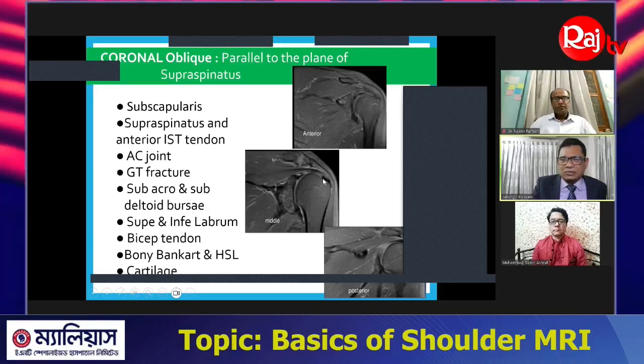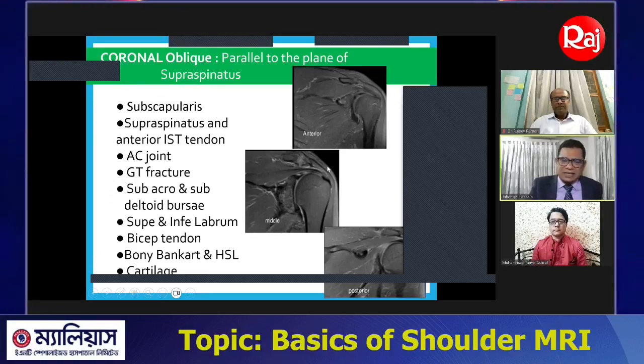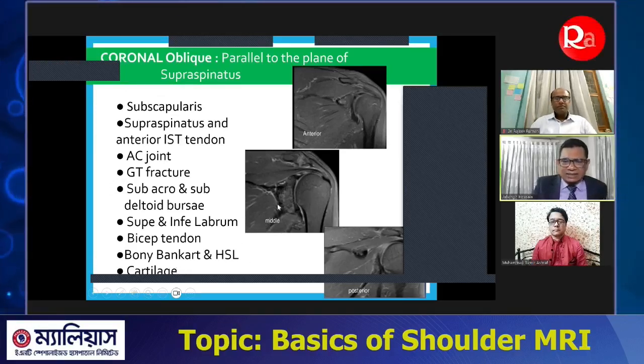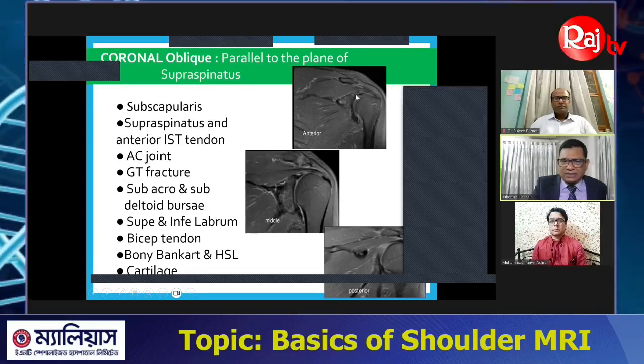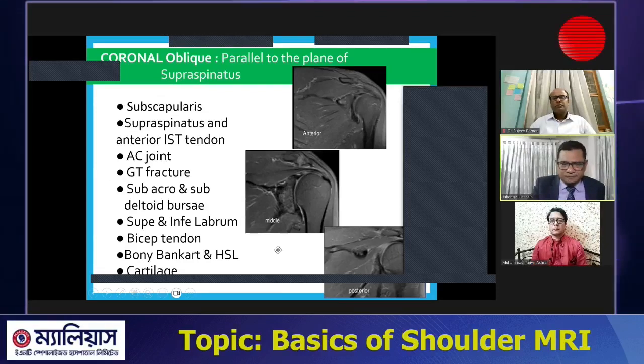And when there is a Hill-Sachs lesion, we can see that also. And also Hill-Sachs lesion, we can see more easily from the axial cut. And we can also detect the articular cartilage from here, this is articular cartilage, from this coronal oblique plane.